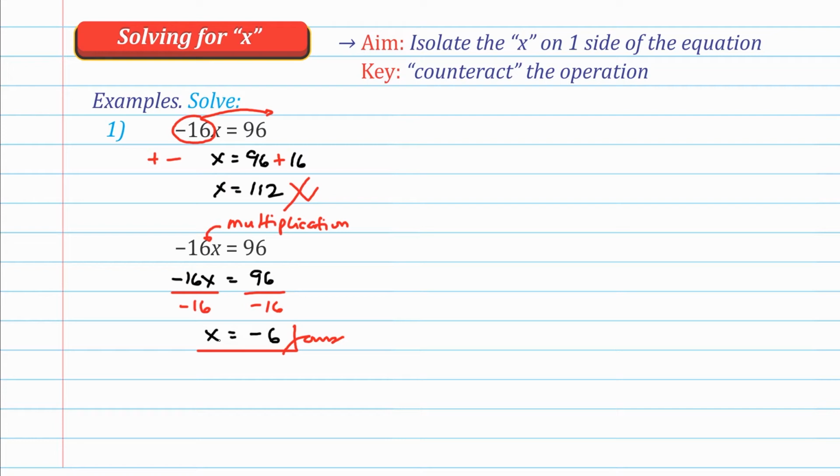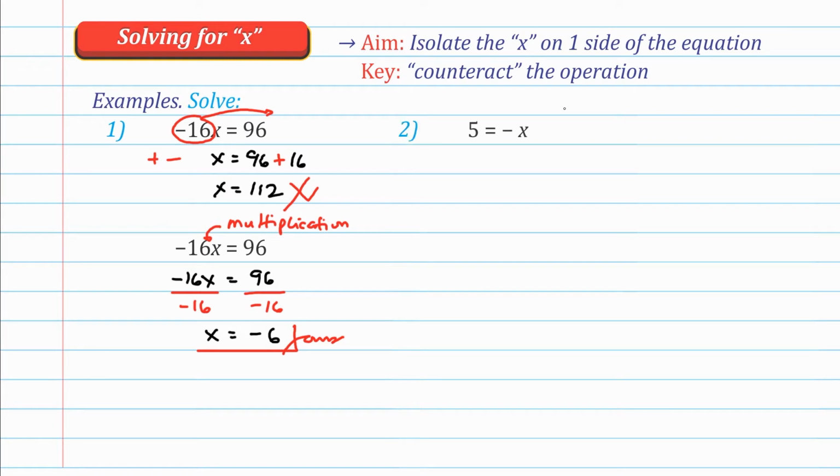So again, warning: you cannot transpose when you are given multiplication, just like what we're doing here. You only transpose if what connects the variable and the number you want to remove is addition or subtraction.